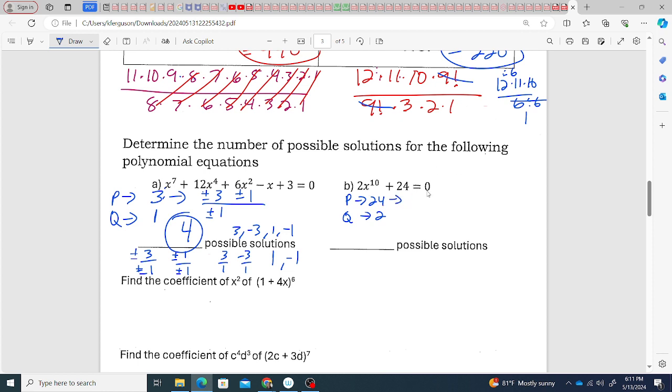the factors of 24. So that's plus or minus 24. That's plus or minus 12. That's plus or minus 8. That's plus or minus 6. That's plus or minus 4. Plus or minus 3. That's plus or minus 2. And then plus or minus 1. And I ran out of room, so let me write them again. Let's write them just a tad bit smaller.